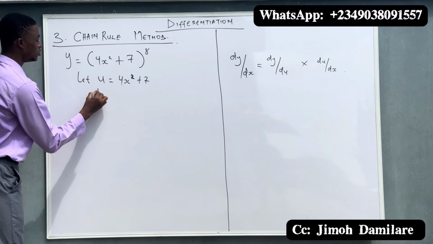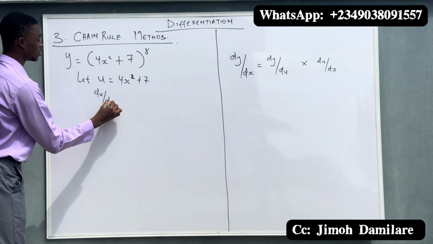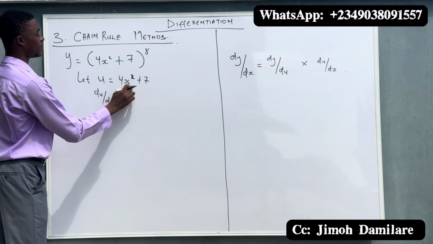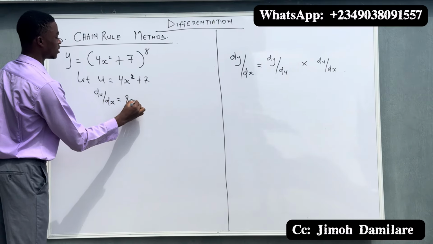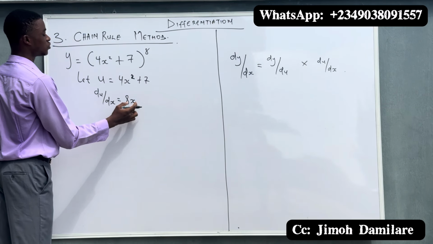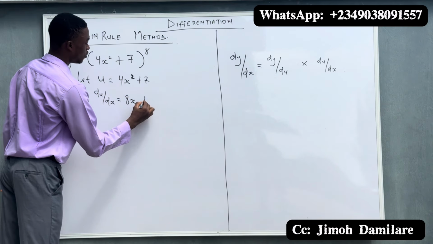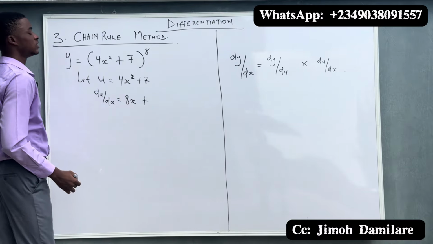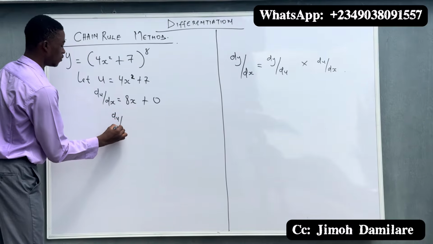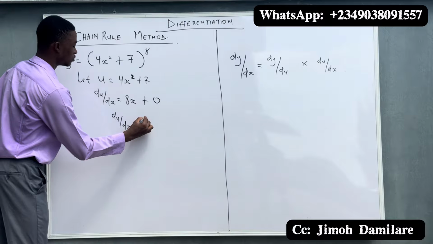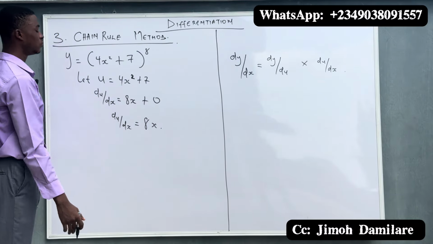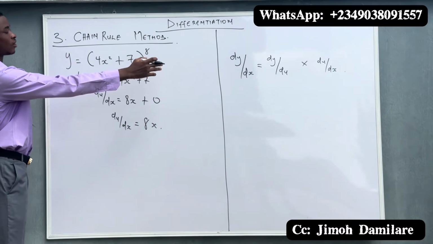So doing this, we have du over dx to be equal to, so when you differentiate 4x squared, the power will come to the front and multiply everything, which will give us what? 8x. And also the power will be subtracted by 1. So we are going to have 8x because anything raised to power 1 is that thing. And we are going to have plus. So when you differentiate 7, which is a constant, you are going to get 0. So we can now see our du over dx to be equal to 8x.